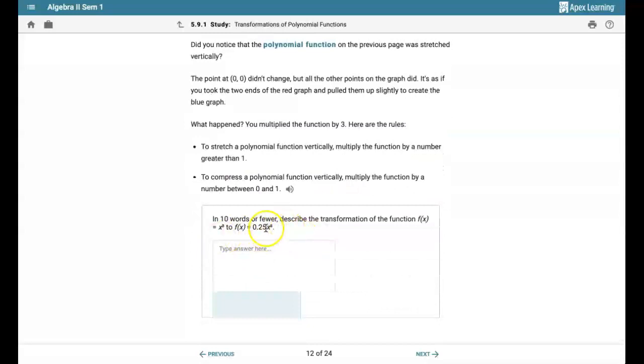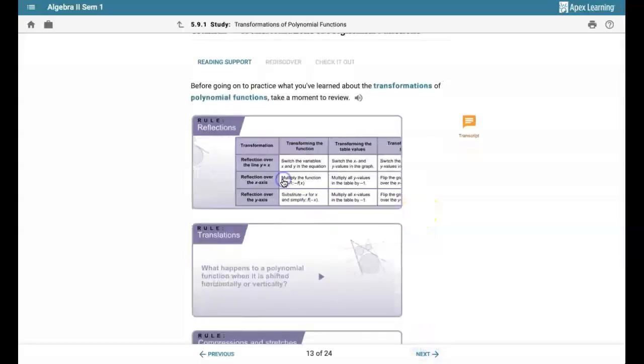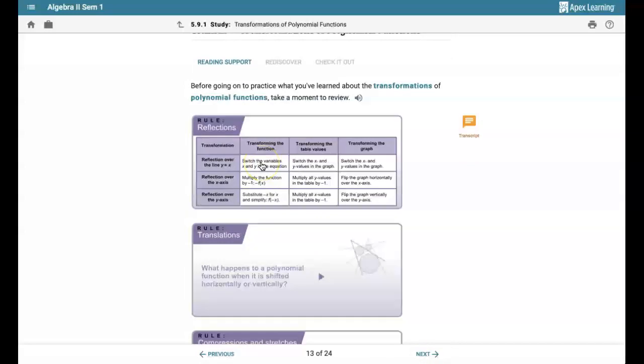All right, if we were to multiply by 0.25, what would happen is we would get a compression of our graph. So what happens when we are reflected across those different functions? Again, how does it look in the function? How does it look in the table? And how does it look in the graph?